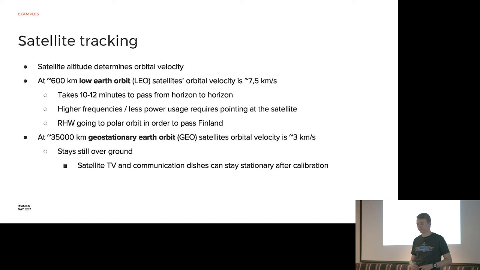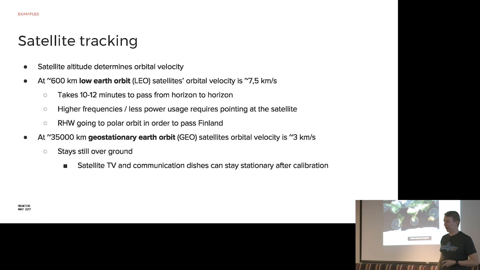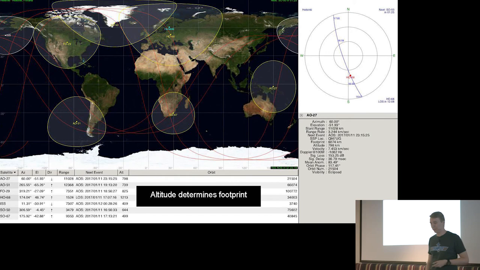And you also need to point at the satellite, depending on your radio setup. The satellites basically go 7.5 kilometers a second on that orbit, and it takes only 90 minutes to go around the whole Earth. The polar orbit mentioned here means that if the Earth rotates like this, the satellite goes around the poles, so basically it sweeps the whole Earth. Like here you can see the red lines, it sweeps the whole Earth, so we can actually see it from Finland, which is useful if we have the ground station here.